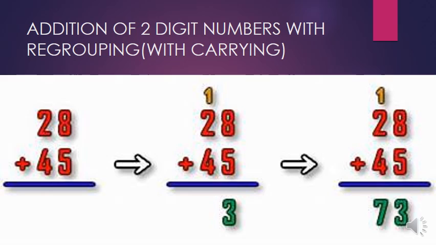So in the next place, what is there? 4 plus 2. So how much? 4, 5, 6. And this carry of 1 that we have written here, we have to add that also. So 6 plus 1, 7.